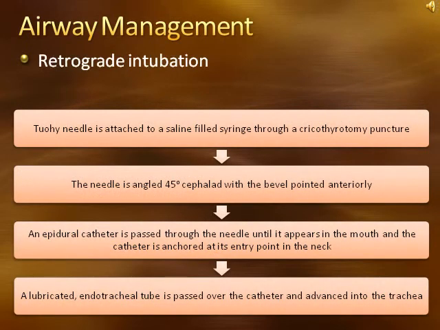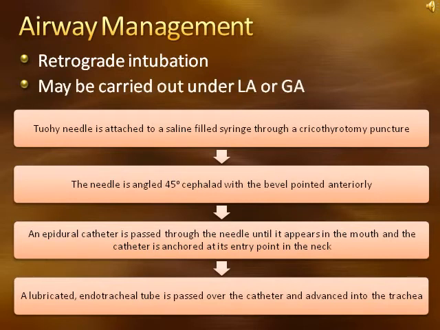Retrograde intubation involves the passage of a catheter through the cricothyroid incision upward so as to protrude through the mouth. It is then possible to use the catheter to railroad an endotracheal tube into the larynx. This technique may be carried out under local or general anesthesia, but it has complications and is not recommended for inexperienced hands.